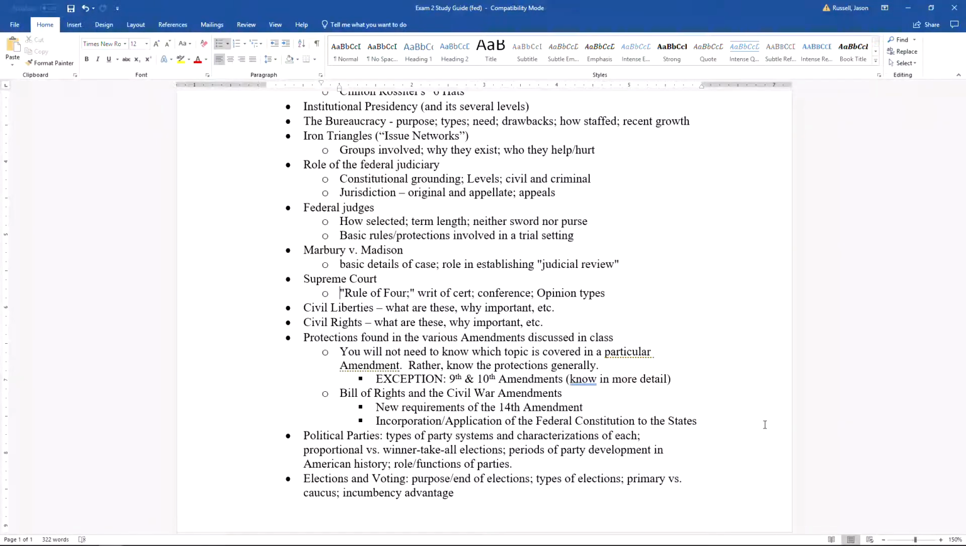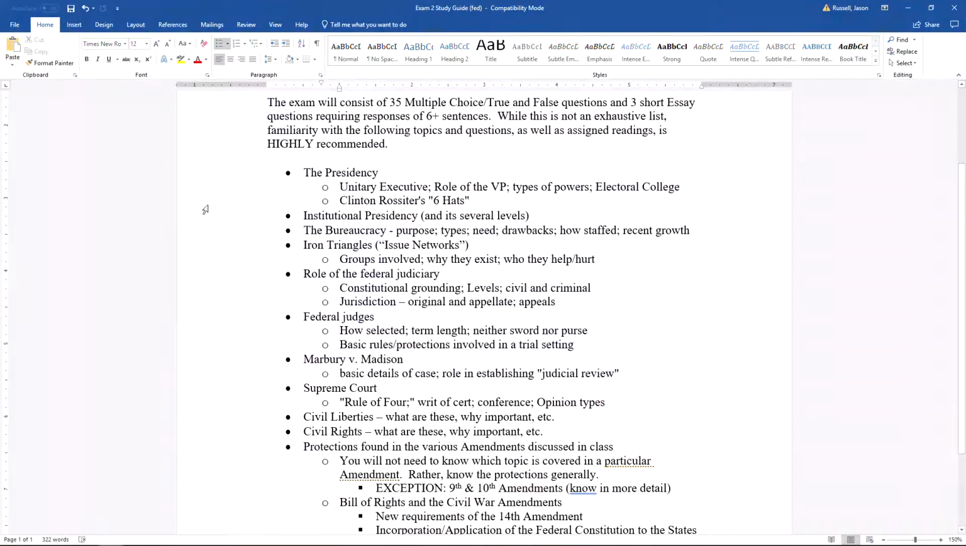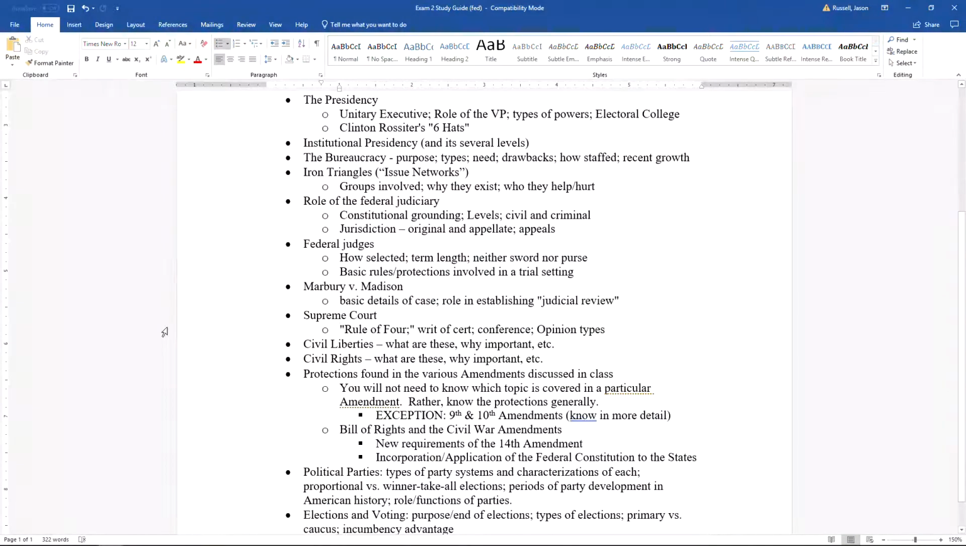Finally, on elections and votings. Why do we care about elections? What do we need them for? What purpose do they serve in the United States? What kinds of elections do we have? I also threw the bit on the incumbency advantage here as well, just as sort of a reminder for something we talked about with the Congress. So how does being an incumbent, how does being in power help you stay in power?